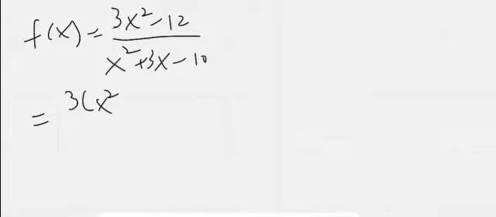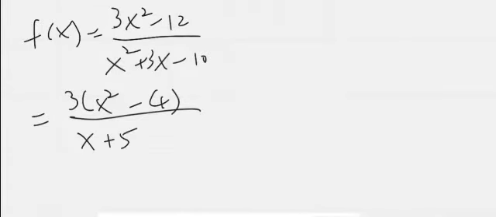3, and then we're left with x squared, and 3 times 4 is 12. And on the bottom part, x squared plus 3x minus 10. So what multiplies to negative 10 and adds up to positive 3? Pause this video if you want to give it a try. The answer will be x plus 5 and x minus 2, because 5 times negative 2 is negative 10, and 5 minus 2 is 3.